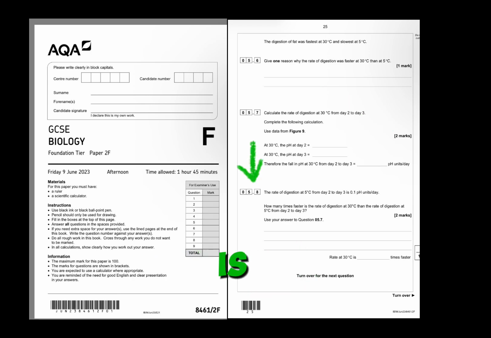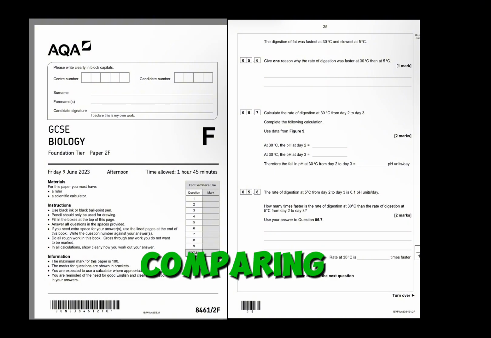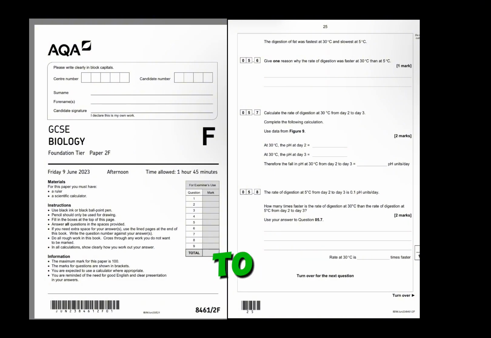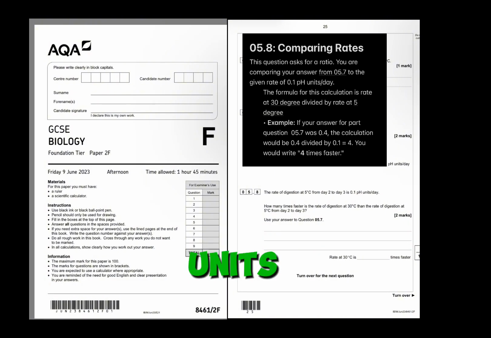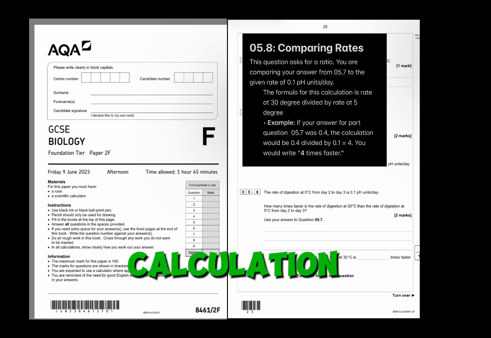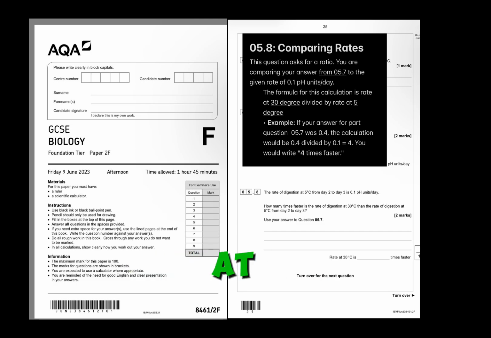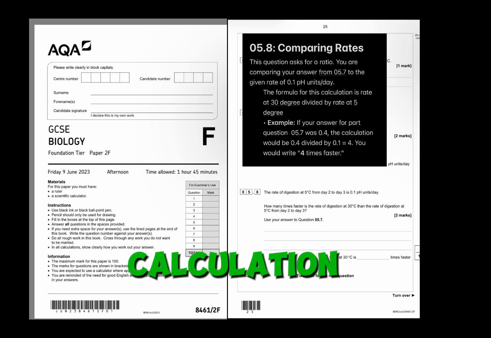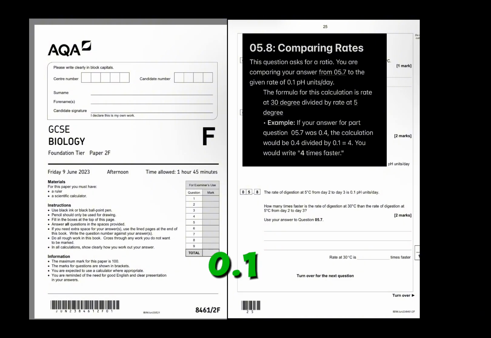The final question, which is 5.8, is about comparing rates, as this question asks for a ratio. You are comparing your answer from 5.7 to the given rate of 0.1 pH units per day. The formula for this calculation is rate at 30 degrees divided by rate at 5 degrees. For example, if your answer for question 5.7 was 0.4, the calculation would be 0.4 divided by 0.1 equals 4. You would write 4 times faster.